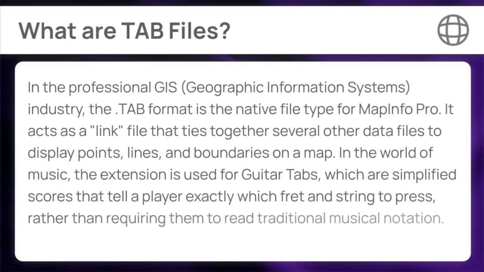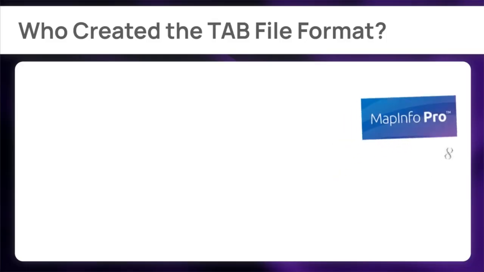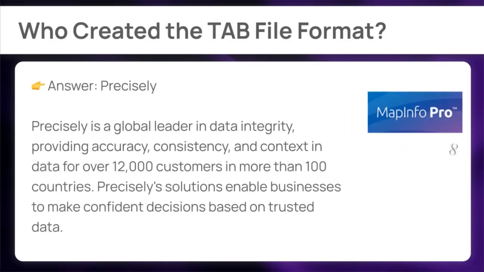In the professional GIS, Geographic Information Systems, industry, the TAB format is the native file type for MapInfo Pro. It acts as a link file that ties together several other data files to display points, lines, and boundaries on a map. In the world of music, the extension is used for guitar tabs, which are simplified scores that tell a player exactly which fret and string to press, rather than requiring them to read traditional musical notation.